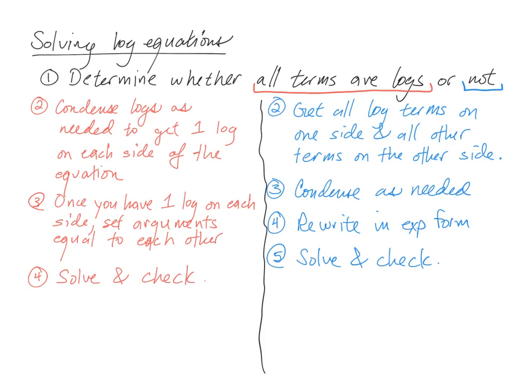Now, I haven't done any examples like this where not all of the terms are log terms in this video, but you have seen some examples of that in previous videos. If they're not all log terms, you want to get all the log terms on one side and all other terms on the other. Condense the logs if you need to. Rewrite in exponential form, and then you can solve and check. So let's take a look at how these processes work in action with some real life examples.